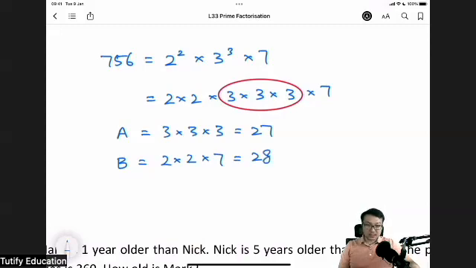So are these two numbers consecutive? Yes, they are consecutive. They are two consecutive numbers. You got the answer. Well done.